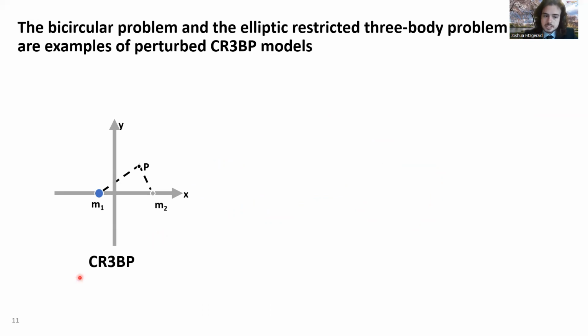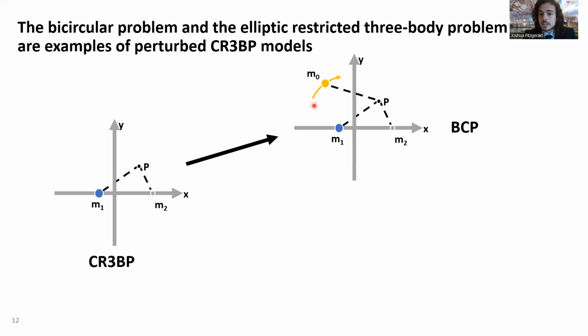So if we start out with the CR3BP, the circular restricted three-body problem, but we add in an extra mass, which from a distance circles the center of gravity of M1 and M2, this yields the bicircular problem, or the BCP. One example of this might be, if we have the Earth and the Moon, in the coordinate system that we're using, we can make it look like the sun is orbiting the center of the system from a distance.